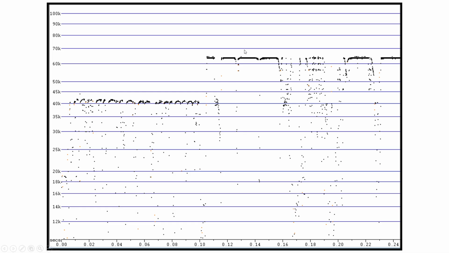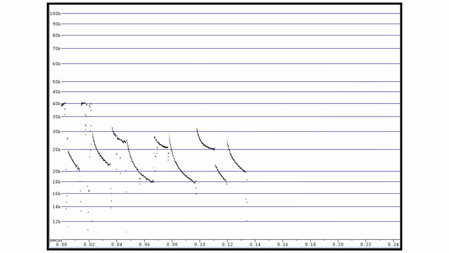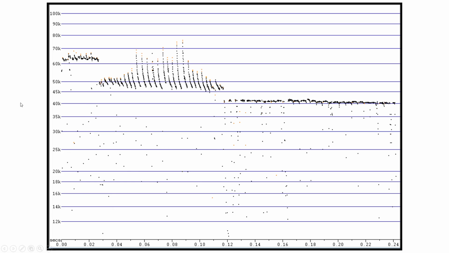Here's one of the first things people automatically recognize. It's Peropteryx macrotis, the only species with a long constant frequency. Although now we know there's 7 or 8 species that do that in the New World tropics. Here's a fragment, Centronycteris.